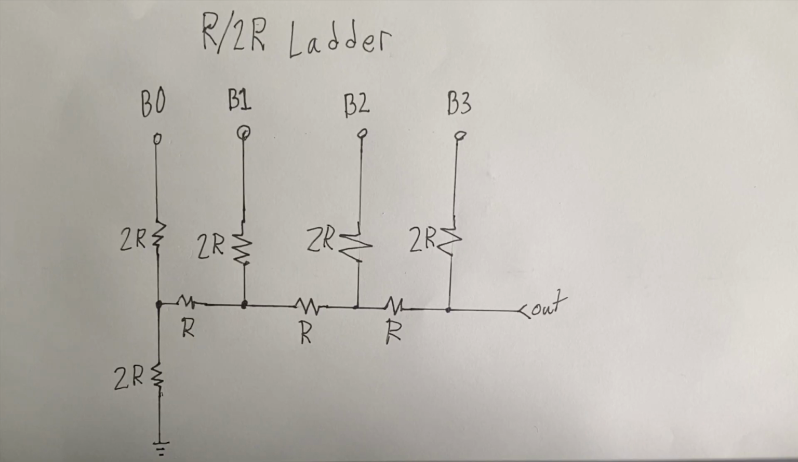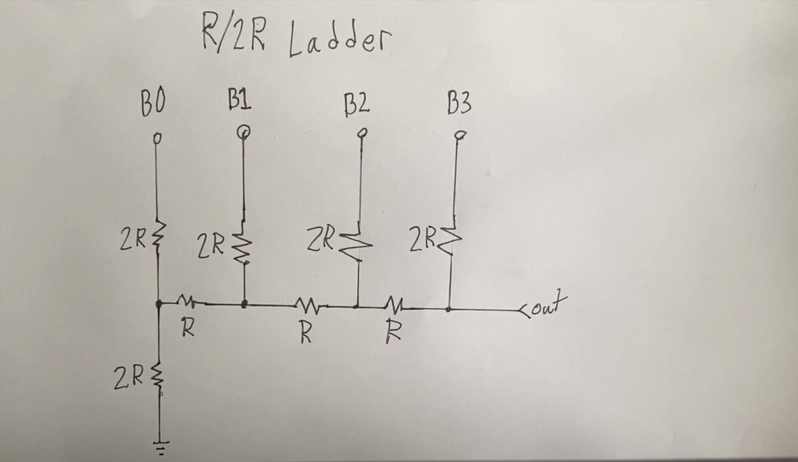The superposition theorem states that in a linear circuit with 2 or more voltage sources, the total voltage in any part of the circuit is the sum of the voltages produced by each source acting alone, while all the other sources are turned off. By applying these theorems, we can break the R2R ladder into simpler sections and see how each bit affects the output voltage.